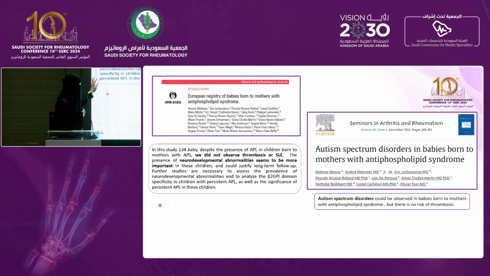In this large European registry, they studied 134 babies of mothers who had antiphospholipid antibody positivity, and they found that those patients don't have thrombosis, they don't have autoimmune disease like SLE, but they have a neurodevelopmental abnormality, and there is no clear explanation for this neurodevelopmental abnormality. However, they recommend a long follow-up for those patients with careful neurological assessment during their growth. And they also found that these babies may develop autism later on if their mother was affected with antiphospholipid syndrome.